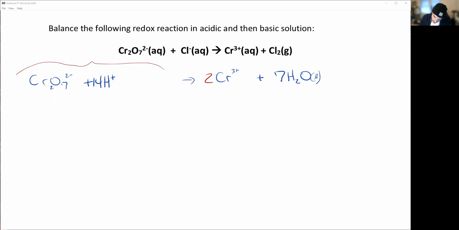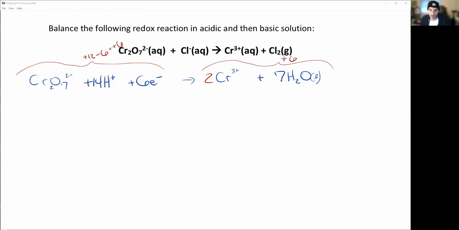So what is the total charge on this side, and what is the total charge on this side? 14 plus minus the 2 gives me plus 12 on this side. And on the other side, I have 2 plus 3s, so that gives me plus 6. Charge can only go down because we're adding electrons. So if I add 6 electrons to this side, the total charge is plus 6. Boom. This is a balanced half reaction.